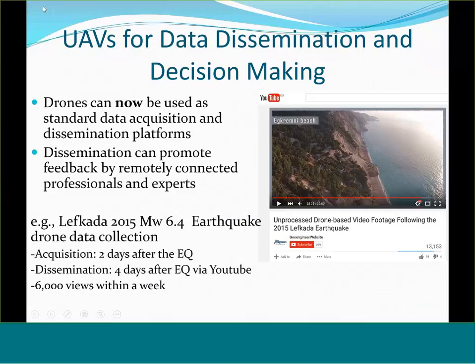We made an early step in that direction with the Lefkada 2015 earthquake, where, as I mentioned before, we were able to deploy within 2 days after the earthquake, collect the data, and it took us 2 days to upload it on YouTube. But because the drones accessed a wide area that was not otherwise accessible, as the roads were completely closed, this footage was useful not only to professionals but to the broad public, and so it became very popular within a very short period of time. I think the technology is there to make more steps in that direction and engage more people in the data that we're generating.